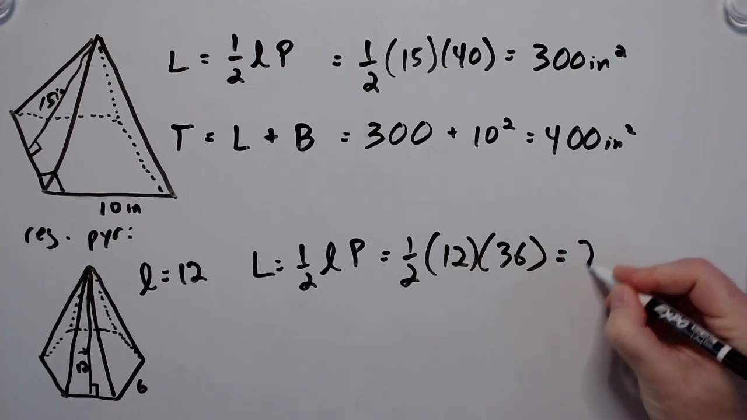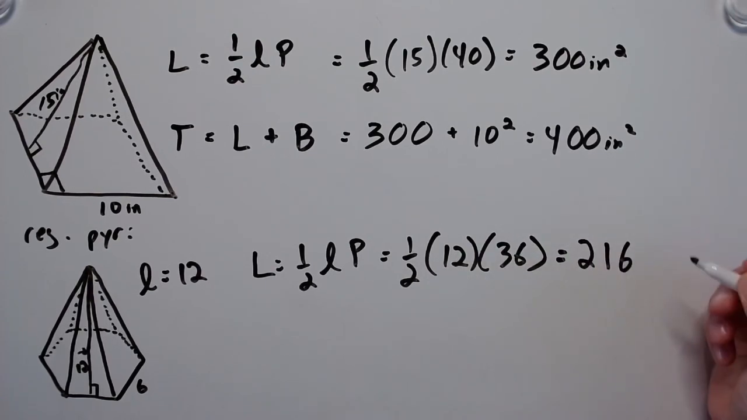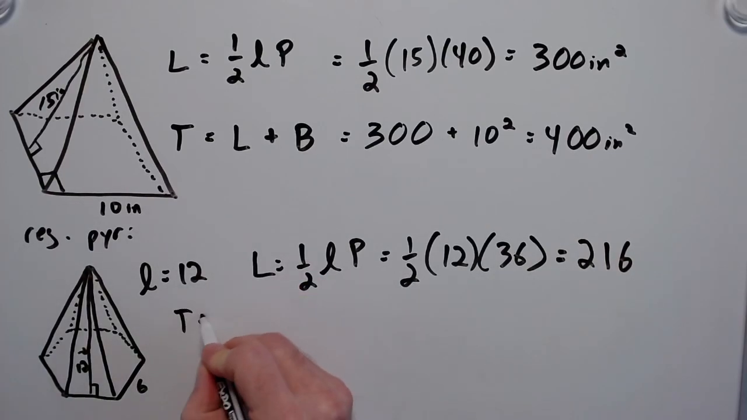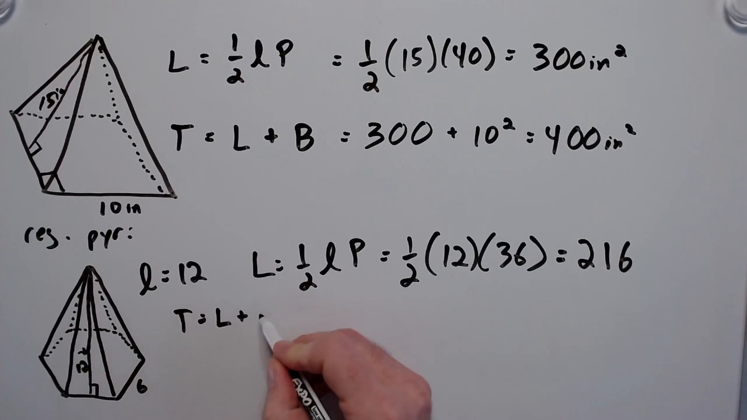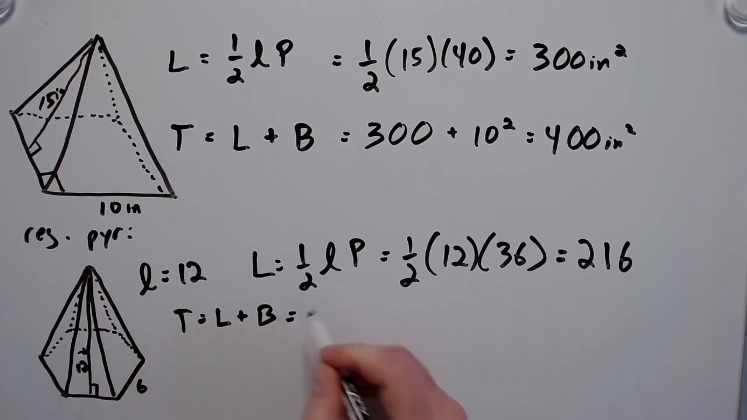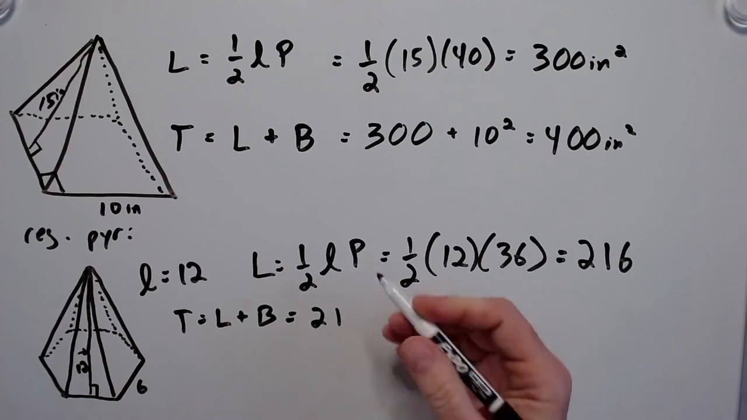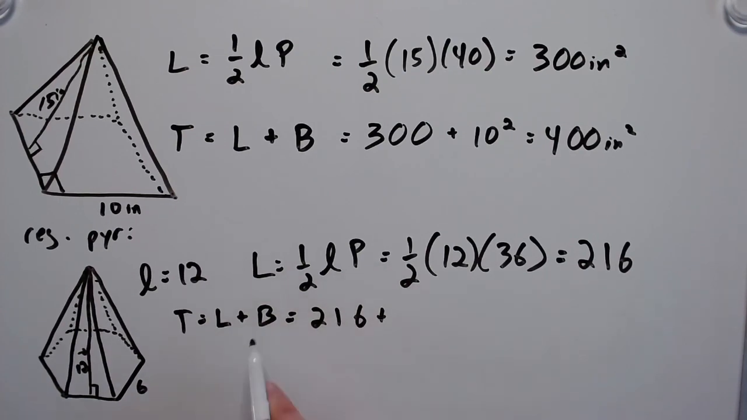So this would be 216. What about the total area? Well, again, total area is the lateral area plus the base area. We already know the lateral area. We just found that as 216. What about the base area? What's the area of this hexagon?